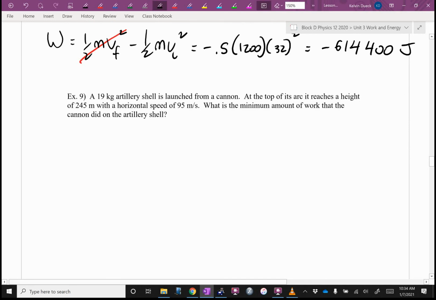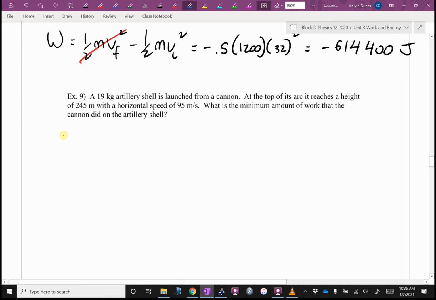Example 9. An artillery shell is launched from a cannon. At the top of its arc, it reaches a height of 245 meters with a horizontal speed of 95 meters per second. What's the minimum amount of work that the cannon did on the artillery shell? Okay. This is an arc. This is a parabola. But the nice thing is, because work is a scalar, no t-table. No ax, no ay, no components. What's this question Connor asking me to find? How much what? What is the minimum amount of work?